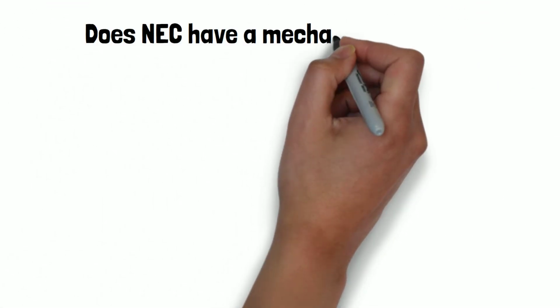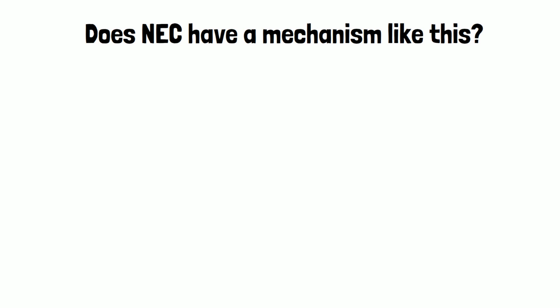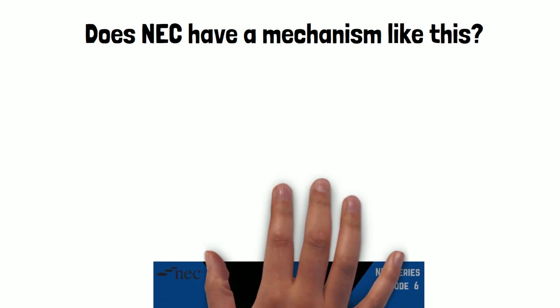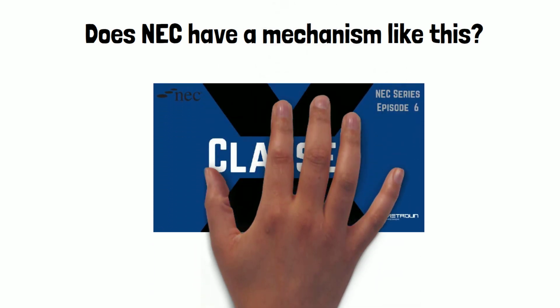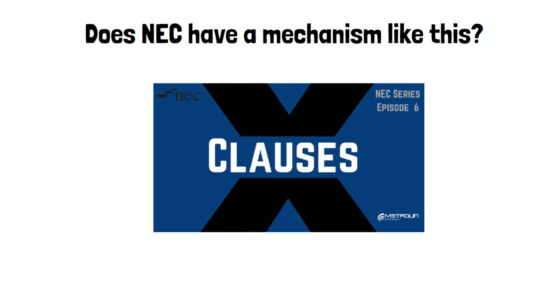If you're wondering if there's a mechanism like this in the NEC contract, we're here to answer that question too. NEC contracts do not use the term fluctuation. The NEC approach is to use secondary option X1, price adjustment for inflation. Our video on NEC X clauses can be found below.